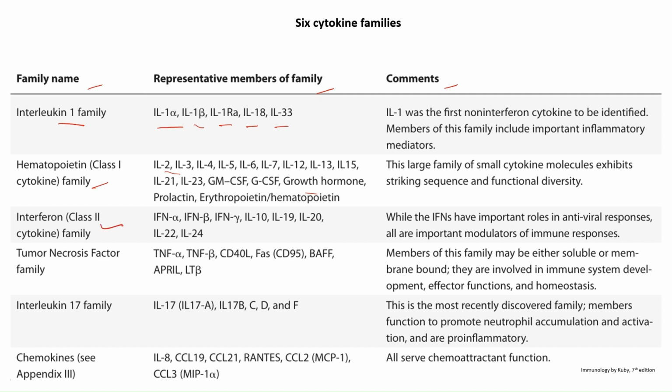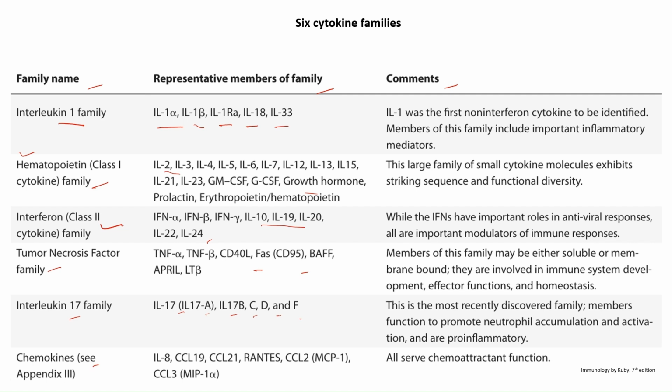Next family is interferon class 2 cytokine family, which mainly consists of interferons and some interleukins like 10, 19, 20, 22 and 24. Tumor necrosis factor, it is easy to remember the name because all are with tumor necrosis factor alpha, beta, FAS, BAFF. Next is interleukin 17 family, which consists of 17, 17A, 17B, C, D and F. And next is chemokines.